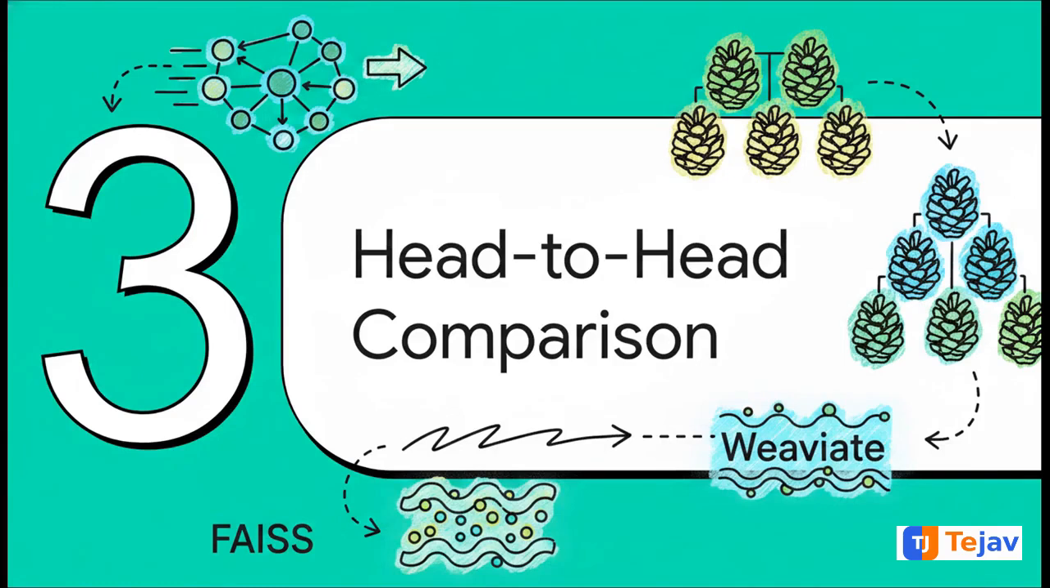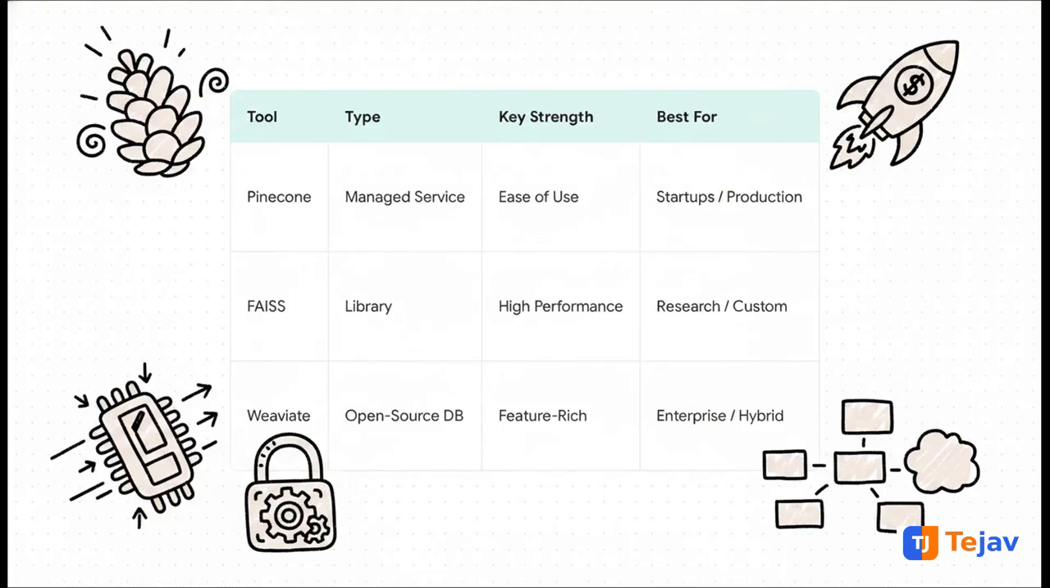So we've seen them solo. Let's see how they stack up side by side. This is where it gets really clear. This table just lays it all out, doesn't it? You've got Pinecone, the managed service, whose key strength is just pure ease of use, perfect for startups trying to move fast. Then you have FAISS, the library, all about high performance, the king for research and custom jobs. And then there's Weaviate, the feature-rich open-source database, really aimed at enterprise and hybrid use cases. See? Each one has its own distinct lane.